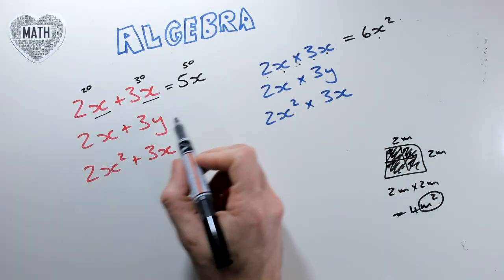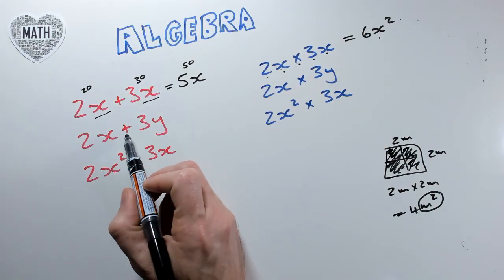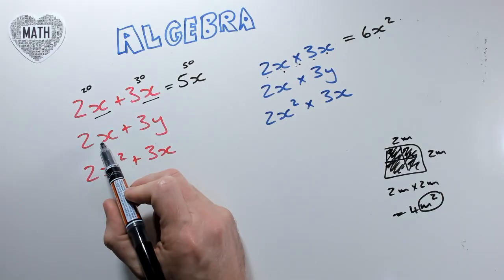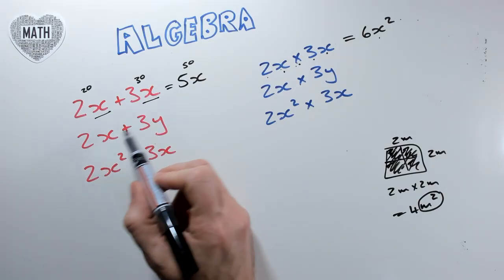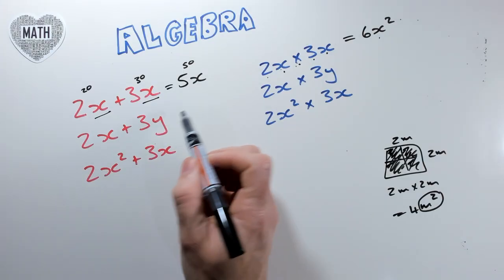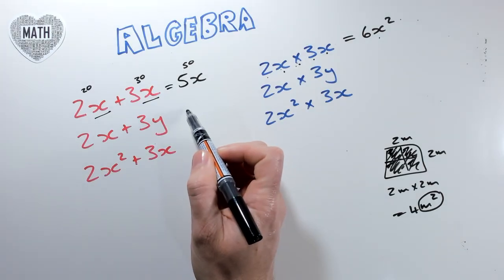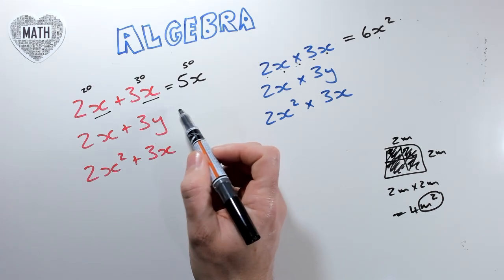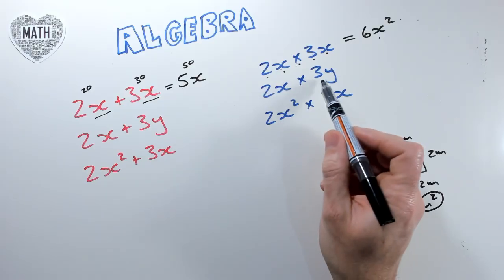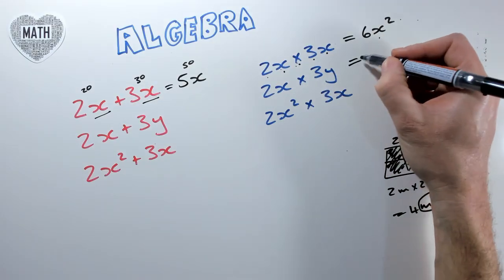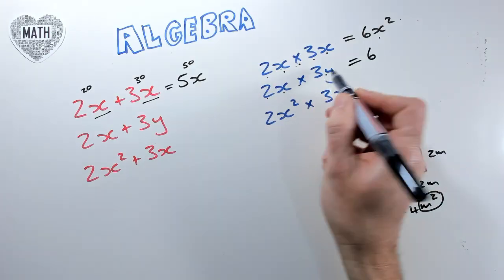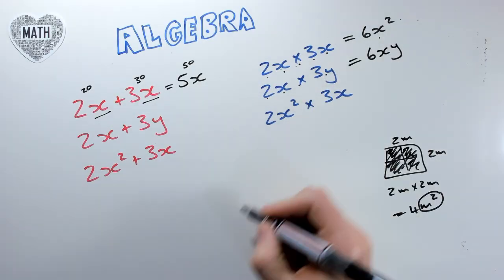Okay, for this one, I have 2x's plus 3y's. I can't simplify this further. I can't add them together because they are not the same. I can't say 2 dogs plus 3 cats gives me 5 dog cats. There's no such thing. So this is as simplified as it can be. But with multiplication, I can multiply them out: 2 times 3 is 6, and x times y would just be xy.